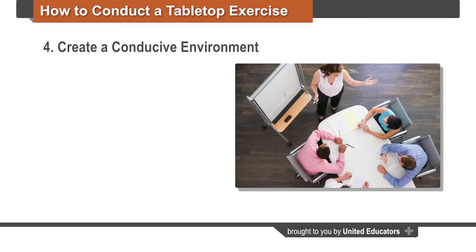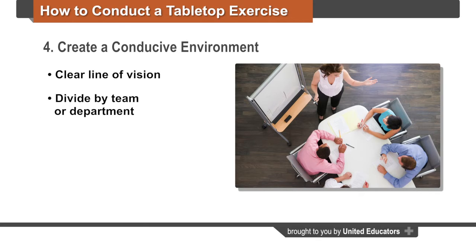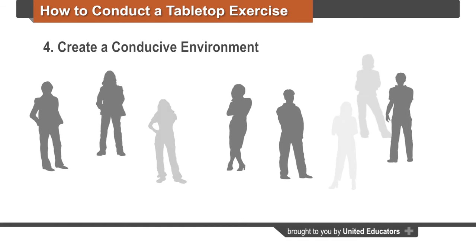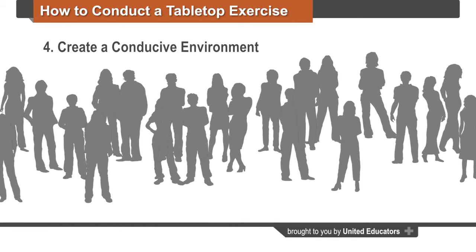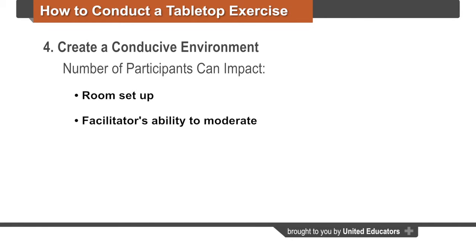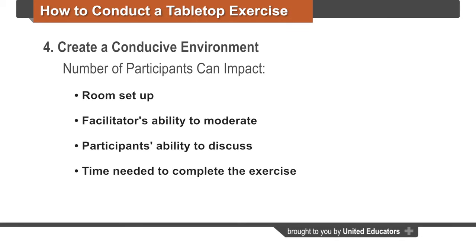Consider the environment and the time needed to conduct the tabletop exercise. Ensure that all participants can easily see each other, the facilitator, and any necessary materials. Divide the participants by team or department, and place any observers around the perimeter of the room. Depending on the goals of the exercise, the number of participants can range from 5 to 25 or more. When inviting participants, think about how the group size will affect room setup, the facilitator's ability to moderate, and the time needed for participants to discuss and provide feedback.